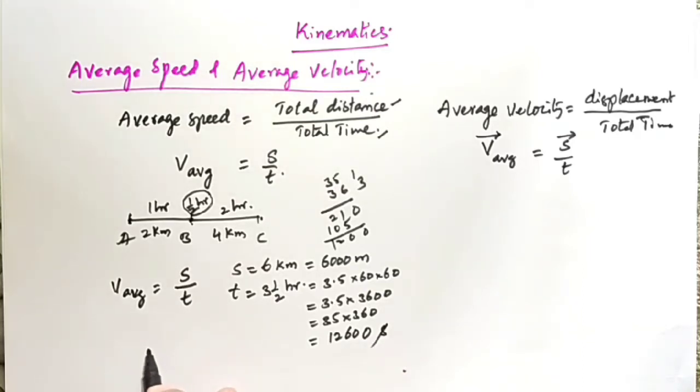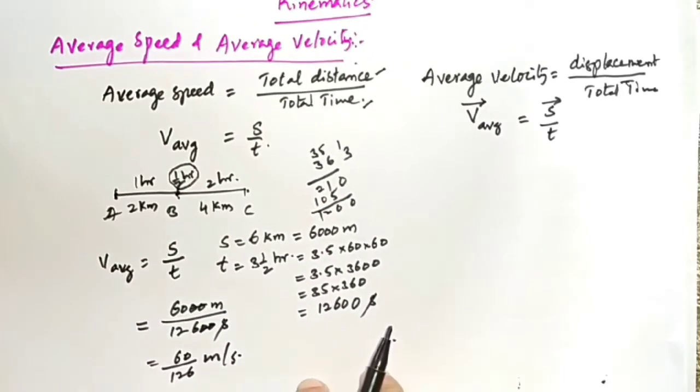Now what is the average speed? So that is 6000 meters by 12,600 seconds. Understood? So then 2 zeros get cancelled. I can write this as 60 by 126 meters per second, right? Or else you can calculate this in kilometer per hour also.